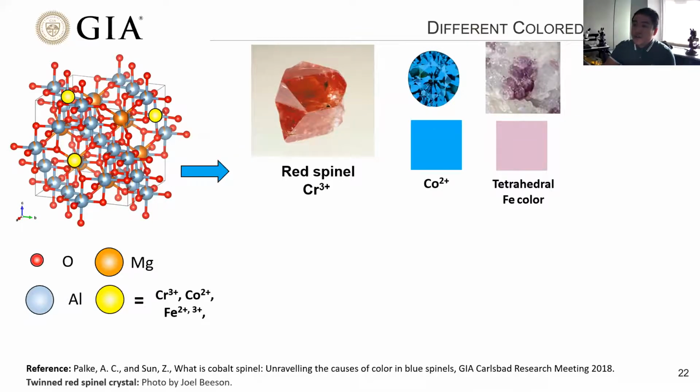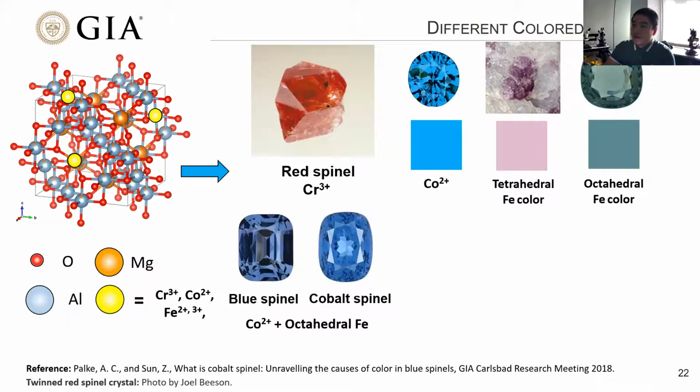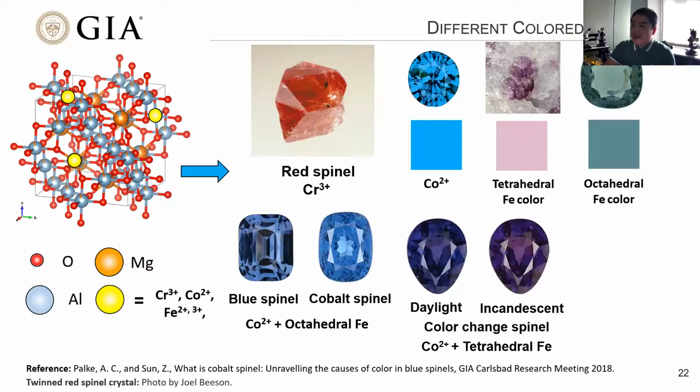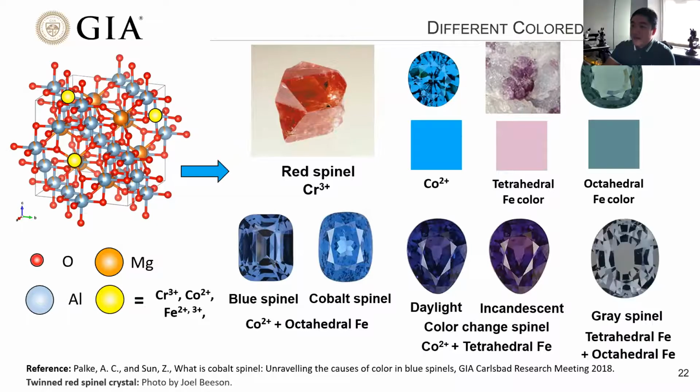Iron in the tetrahedral site produces a purple to pink color in spinel. Iron in the octahedral site produces a grayish-green color in spinel. The color of most blue spinel is caused by a combination of cobalt 2+ and octahedral iron. The color change spinel is caused by a combination of cobalt 2+ and tetrahedral iron. The color of some very rare gray spinel is caused by a combination of tetrahedral iron and octahedral iron.